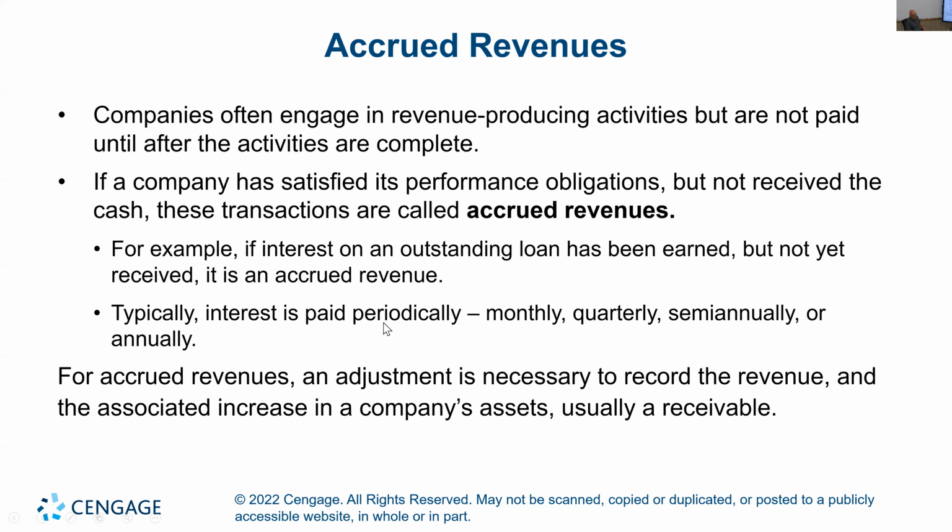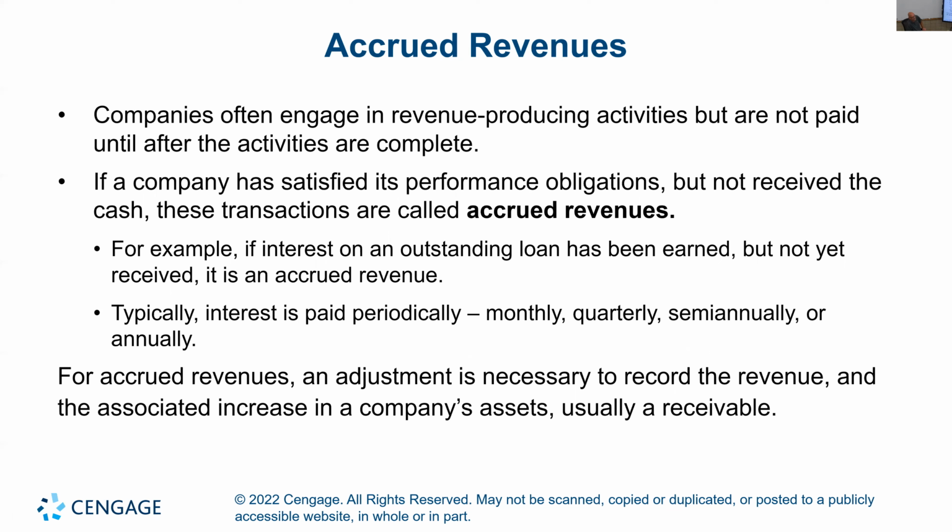Okay, so our different types here. We have accruals. Accruals, remember, have already happened but not been paid. So if we have accrued revenue, the company has performed its service obligations but not received the cash yet. Some examples here: interest on an outstanding loan has been earned but not yet paid.